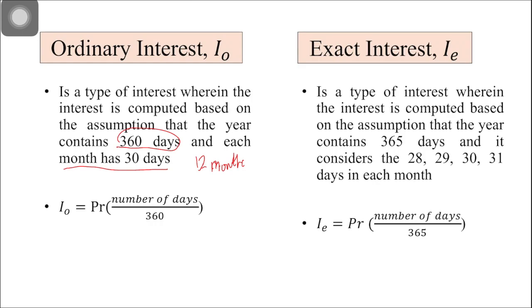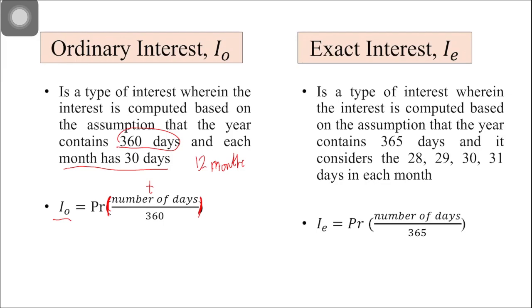So, this expression here, inside the parenthesis, this is just the time. So, it's like I equals PRT. So, it is specific, the formula for ordinary interest. So, we denote the ordinary interest as I sub O is equal to PR times the number of days over 360. So, now let's proceed to exact interest.